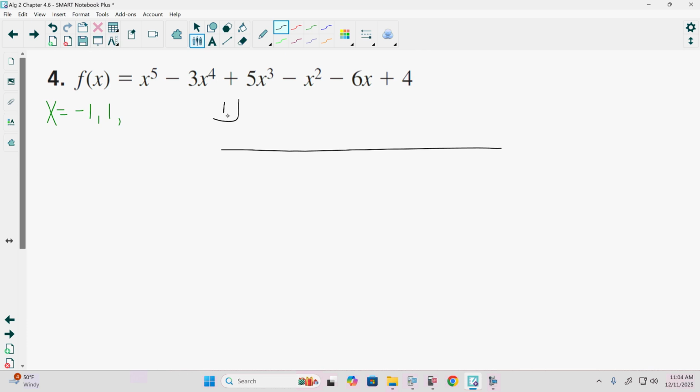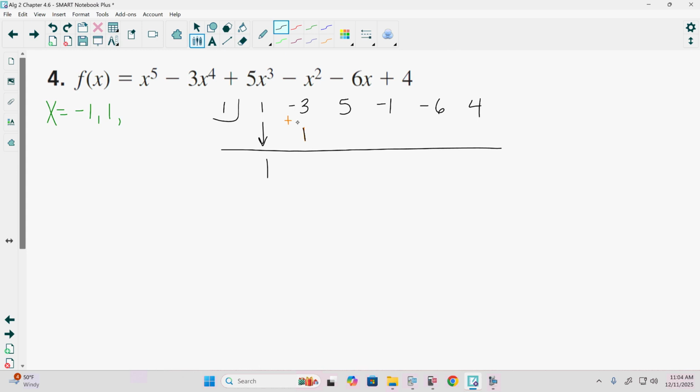Now the numbers going across the top, we have 1 for x to the 5th, negative 3 for x to the fourth, 5 for x cubed, negative 1 for x squared, negative 6 for x, and 4 for our constant term. Now we'll start our synthetic division process. We'll do 1 times 1, which is 1. Then we're going to add straight down.